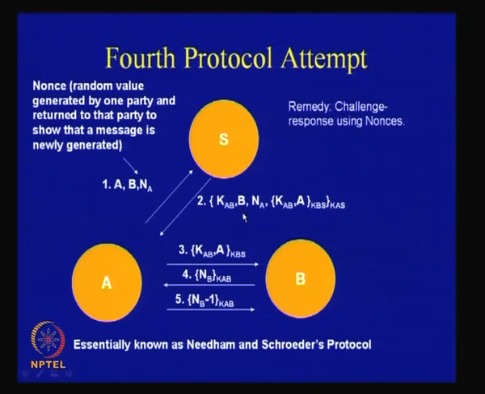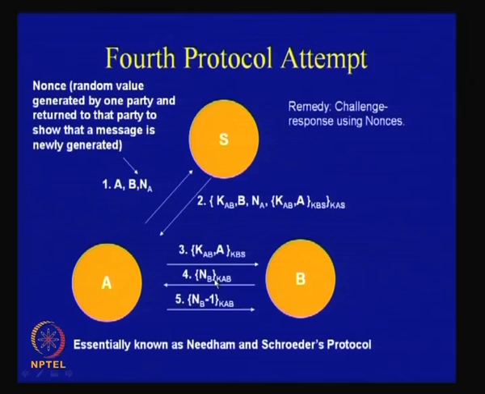So now it also obtains this ticket, and it is unable to decrypt this because KBS is not known to A, and it sends back the ticket to B. Now, you note that B knows the value of the long term key, which is KBS. So it decrypts it, obtains KAB, which is the session key, along with the identifier A.